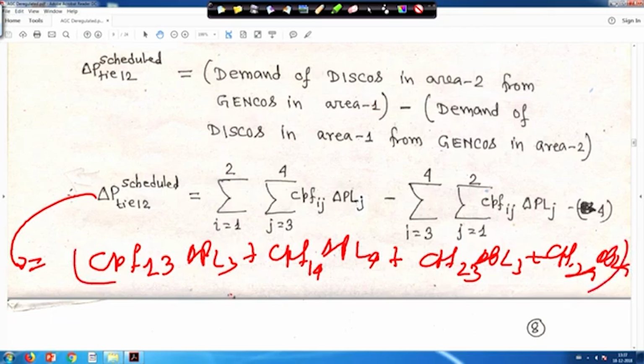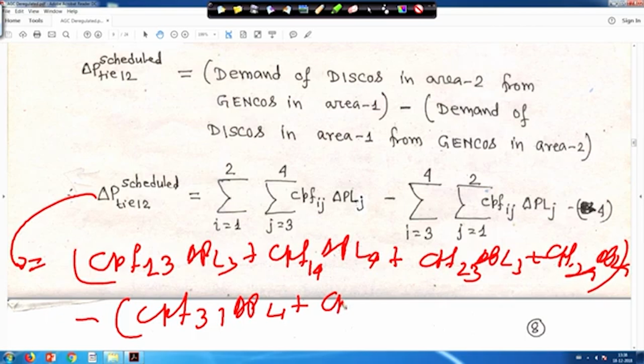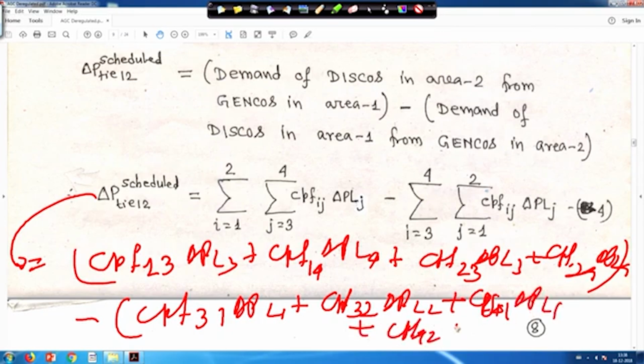Whenever I am writing all this, please check yourself, right. Hope I am not making any error or mistake, but for the expansion, be careful, because it is a video recording, once it is missed, then it will remain as it is. So, you should correct it. By chance if you find any error, please let me know. Then this is minus. So, when i is equal to 3, j is equal to 1 to 2: CPF 3 1 delta PL1 plus CPF 3 2 delta PL2, plus, when i is equal to 4, CPF 4 1 delta PL1 plus CPF 4 2 delta PL2, right. So, if you expand this, it will be like this.